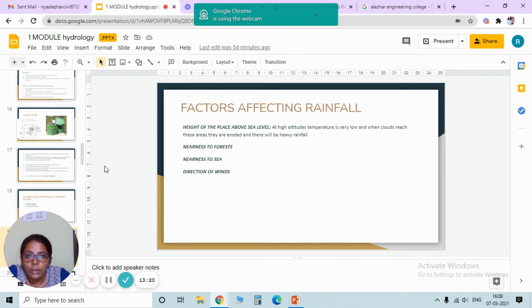The next topic: what are the factors affecting rainfall? The height of the place above sea level, nearness to the forest, nearness to the sea, and direction of the wind. Those are the factors affecting rainfall.